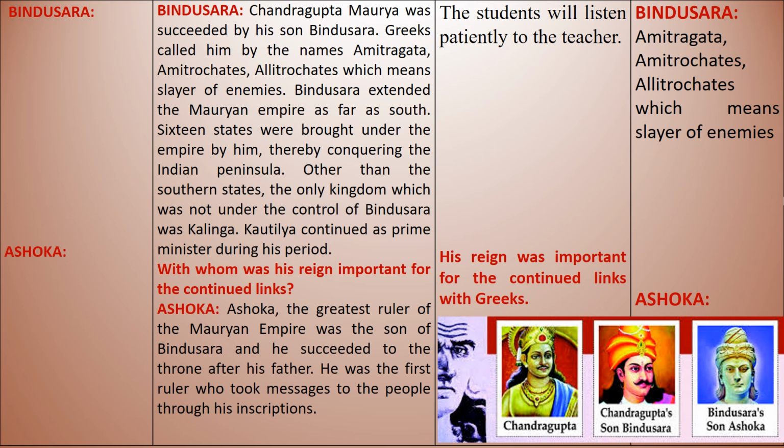Ashoka, the greatest ruler of Mauryan Empire, was son of Bindusar and he succeeded to the throne after his father. He was the first ruler who took messages to the people through his inscriptions.